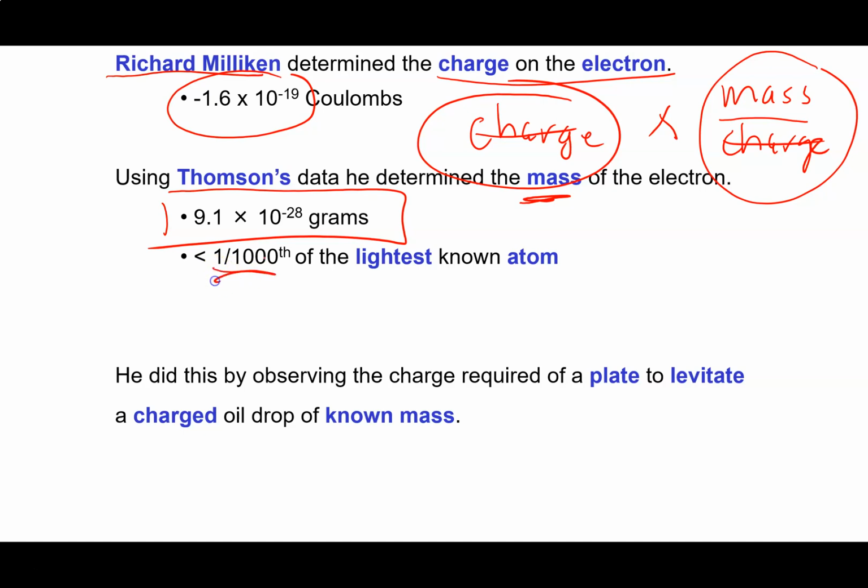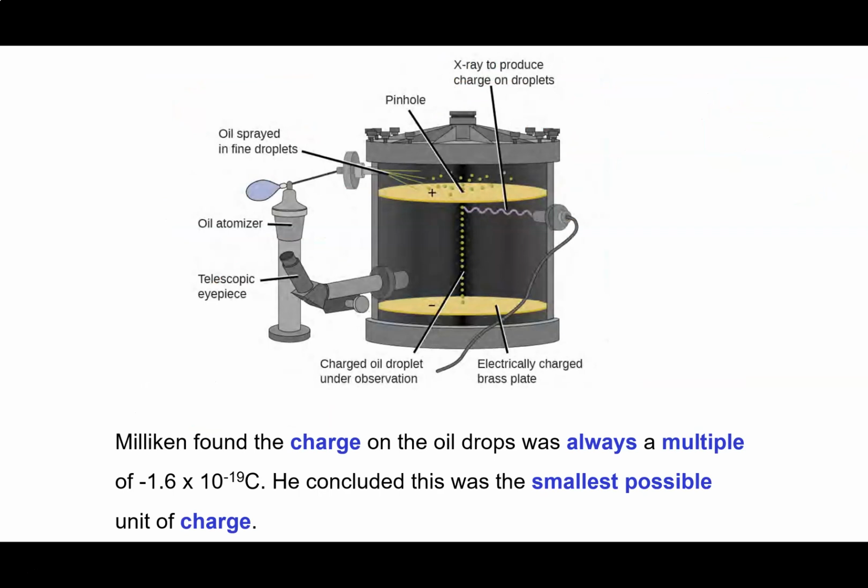And that is way smaller than a hydrogen atom. This is very, very clearly part of an atom. It's a subatomic particle. So people at this point normally ask, well, how the heck did he do it? Well, what he did was this. He created some oil drops, he put an electrical charge on them, and then he levitated them using an electrically charged plate. So I'll show you a picture of his setup.